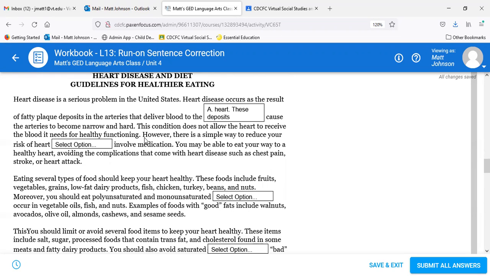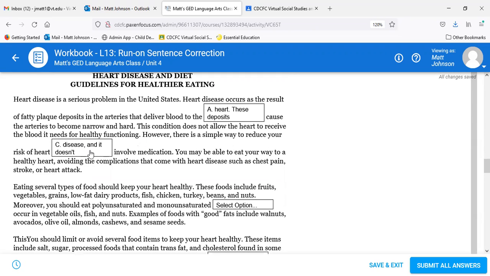However, and there you see "however" at the beginning of a sentence, just a comma. However, comma, there is a simple way to reduce your risk of heart disease. Sasha Gay, what do we want to put here? The C. C, right? So, separating the two complete ideas with a comma, and it doesn't involve medication. You may be able to eat your way to a healthy heart, avoiding the complications that come with heart disease, such as chest pain, stroke, or heart attack.